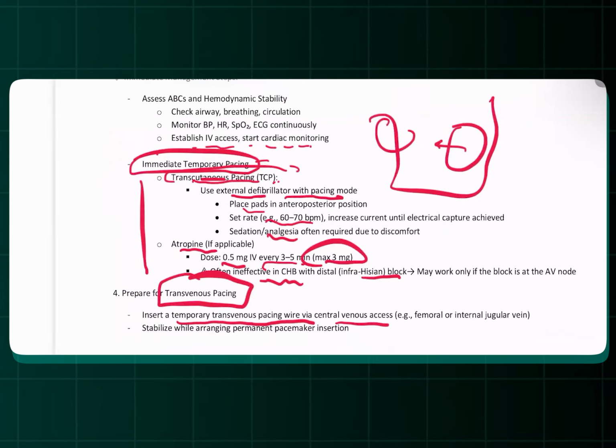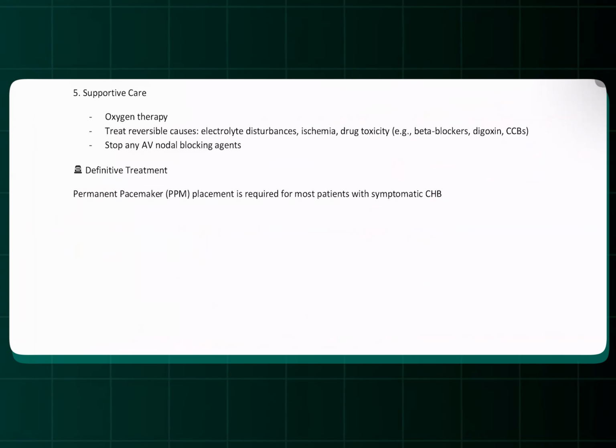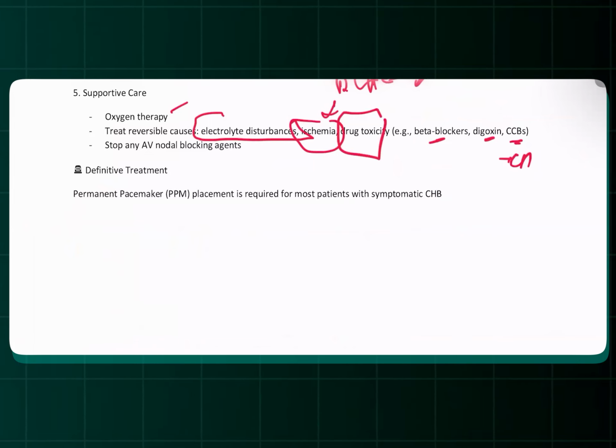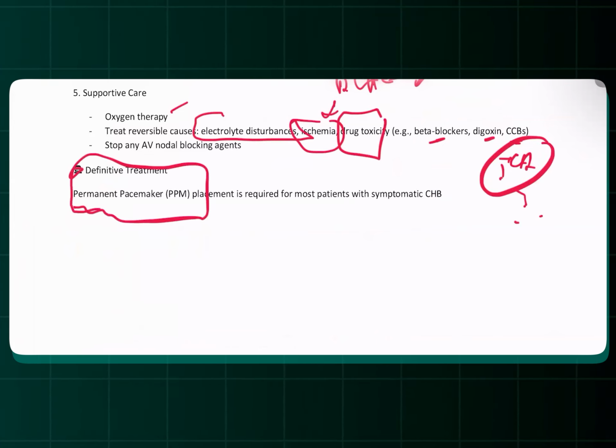So now this is a degenerative complete heart block. Supportive care would need oxygen therapy, reversing any electrolyte imbalances, any ischemia. If you do a coronary angiography and find RCA blocked, open it up. Drug toxicity like beta blockers, digoxin, calcium channel blockers, TCAs. In elderlies, many times they are on antidepressants, so they can also cause that. Definitive treatment is permanent pacemaker.